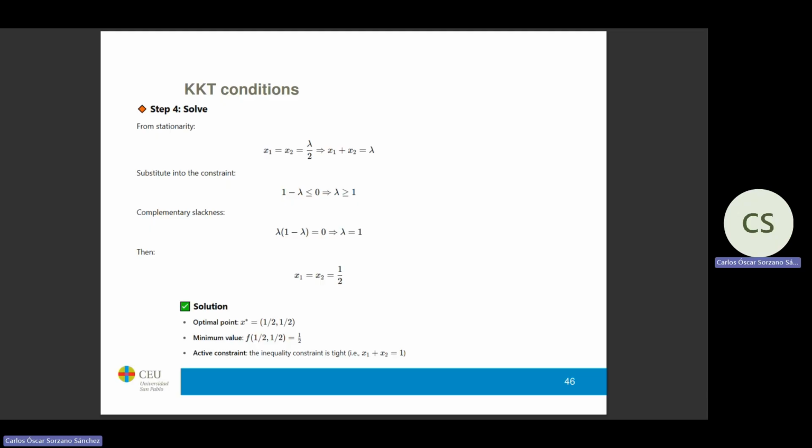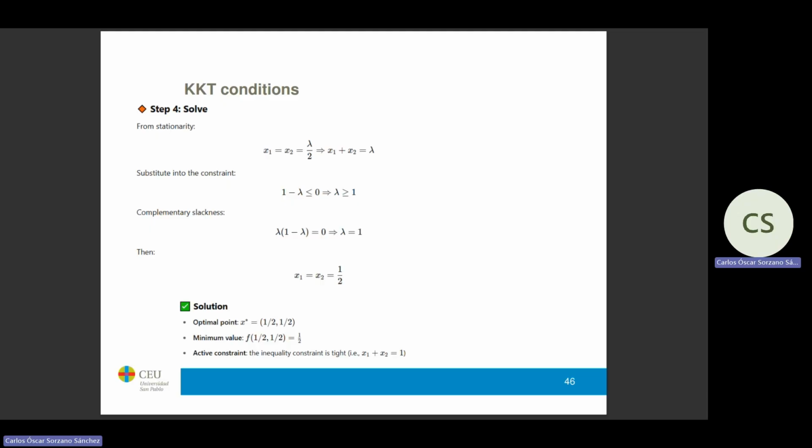And then from the complementary slackness we have lambda times 1 minus lambda has to be 0. If this is 0, it is because this is 0 or because this is 0. Lambda equals 0 is not feasible, since lambda has to be larger or equal to 1. 1 minus lambda equals 0, that means lambda equals 1, is feasible. So lambda is 1. If lambda is 1, now x1 and x2 are 1 half. So then we have the optimal point, that is 1 half, 1 half.